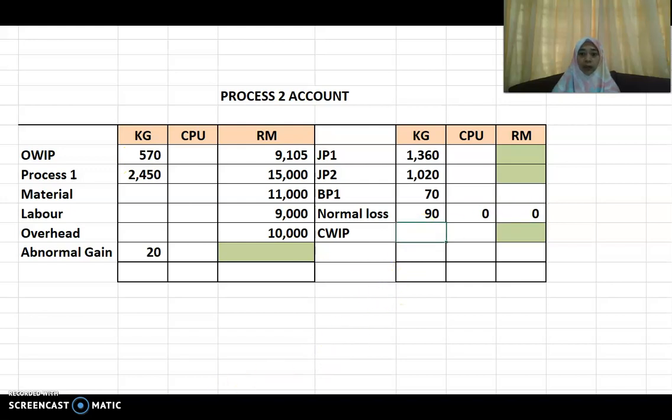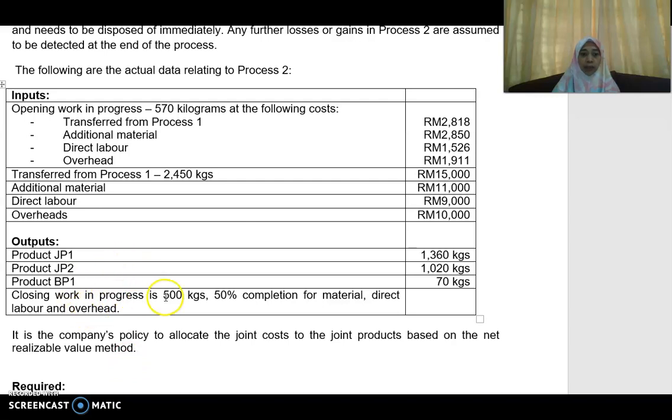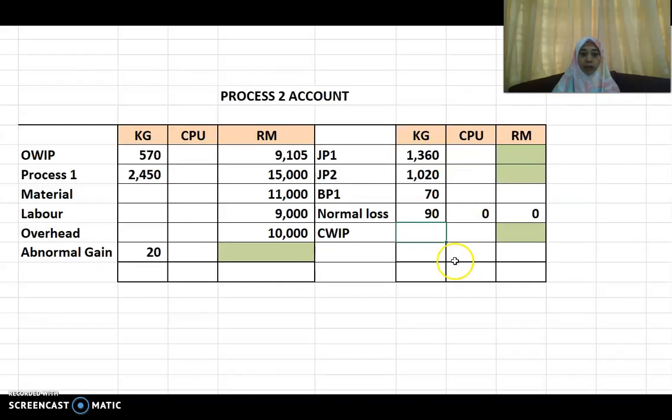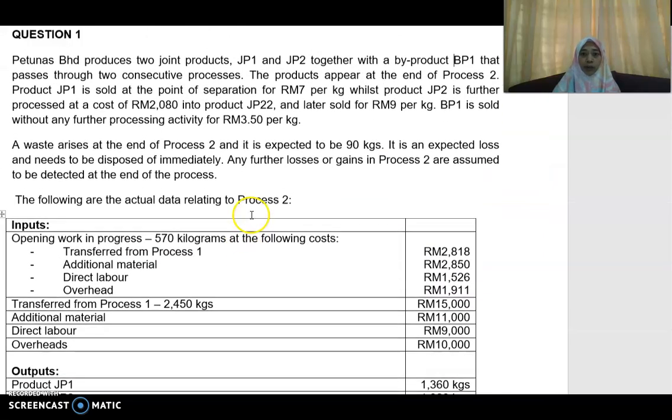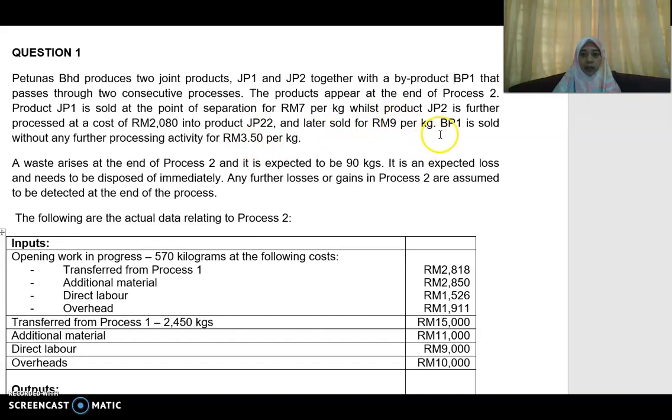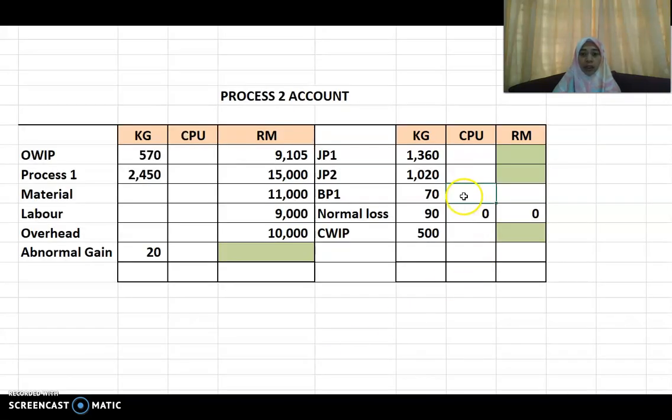And then your closing WIP given in the question is 500 kilograms. So you put 500 kilograms there, and then the byproduct value given in the question is 3 ringgit and 50 cent. The byproduct is sold without any further processing activity, so you don't need to further process your byproduct, and it can be sold at 3 ringgit and 50 cents. So you know 70, you know 3 ringgit and 50, you can work out the value. So you fill up all these things first, then only you need to work out how much the green boxes that I've identified here are.